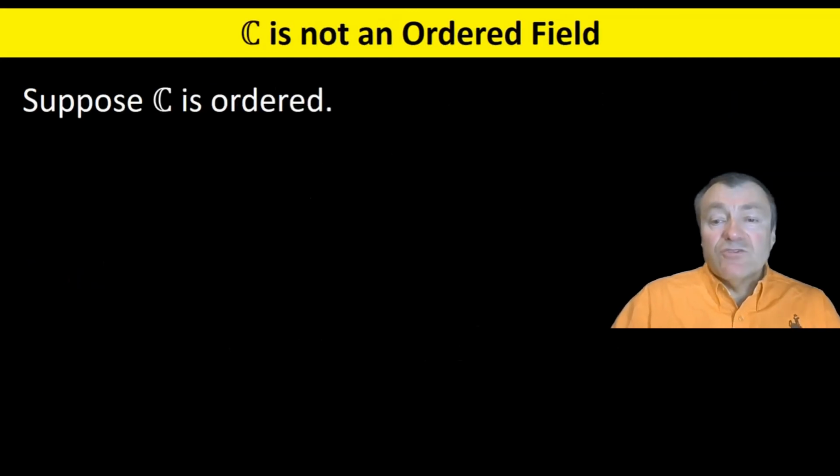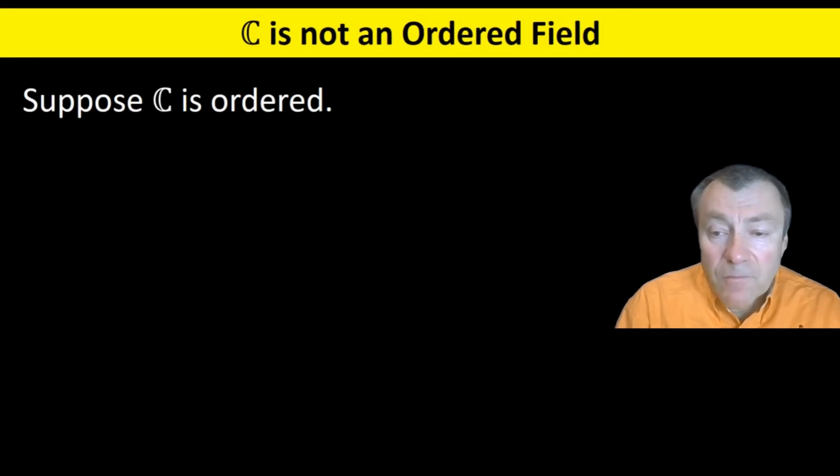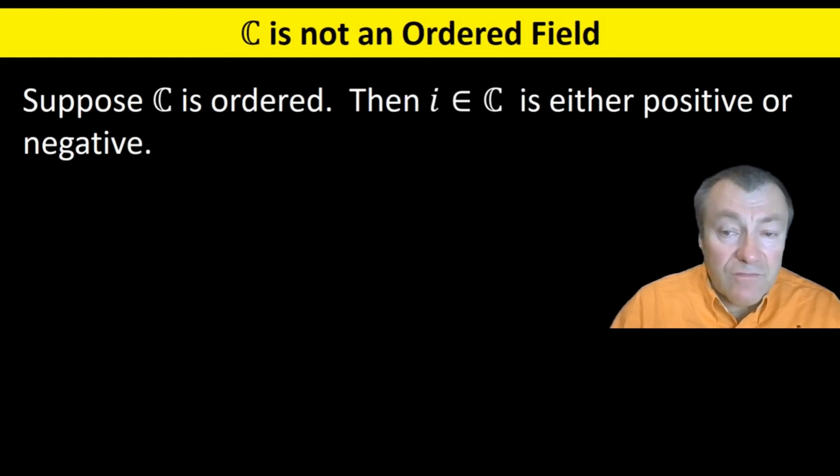The first and most important distinction between the real numbers and the complex numbers is that the complex numbers do not form an ordered field. Let's prove this. Our proof will be by contradiction. So suppose that the complex numbers somehow form an ordered field. Since i is not 0, it would have to be either positive or negative.